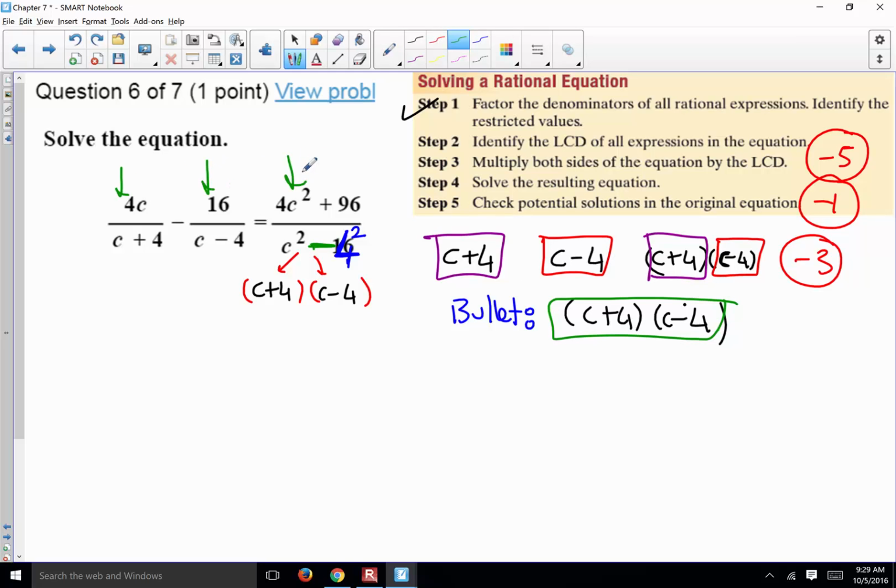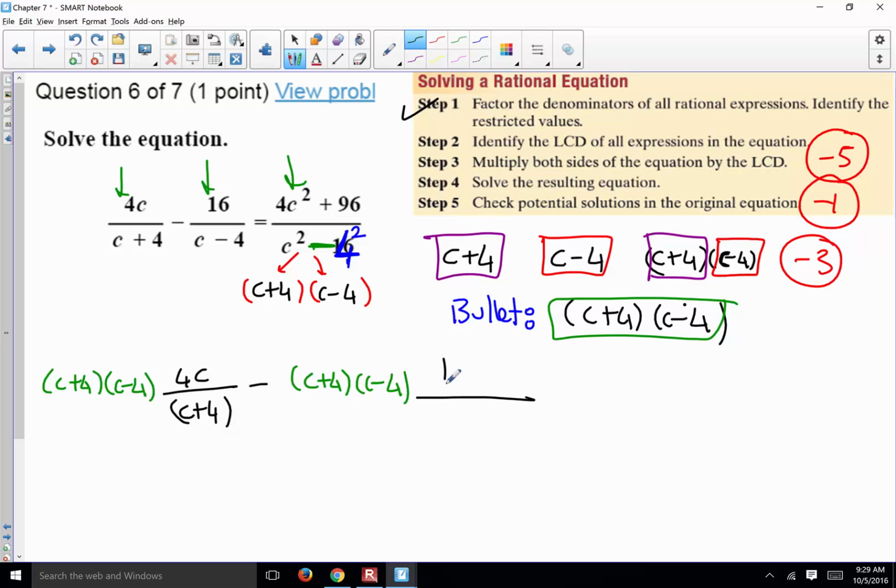This, that, and that. 3 spots. Wherever you see a fraction, whatever you see on the left and right, each part must get it. So here comes C plus 4, C minus 4 to the first guy. First one is 4C, C plus 4. I want to use the parentheses here so you can match them better. And next one gets another bullet. The last one, guess what? Another bullet.